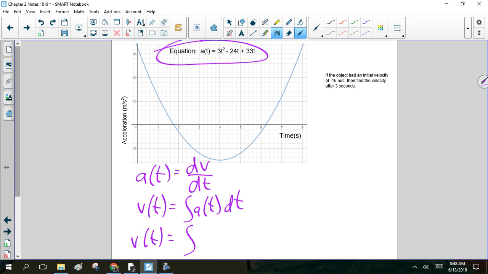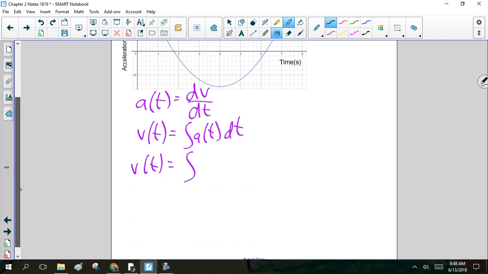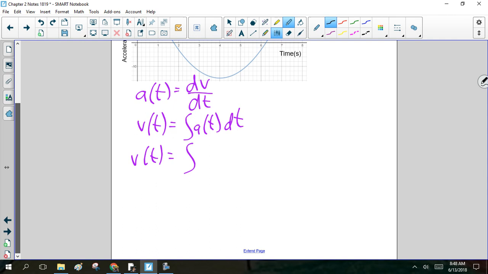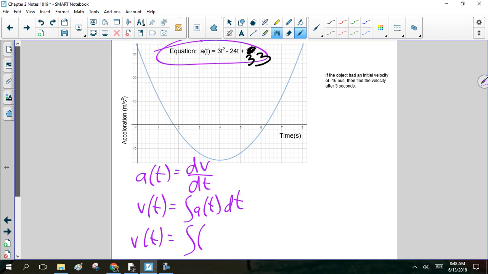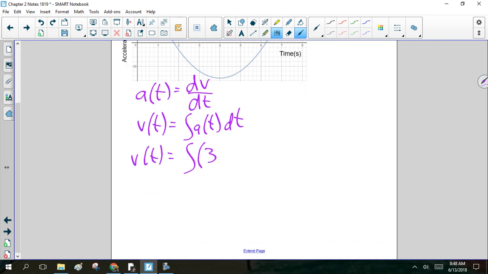Oh, there's not supposed to be a t here. This is a typo. Hopefully I'll remember to fix this before I print it. This is just supposed to be 33. Okay, typo. Sorry. So what do we got? 3t squared minus 24t plus 33.